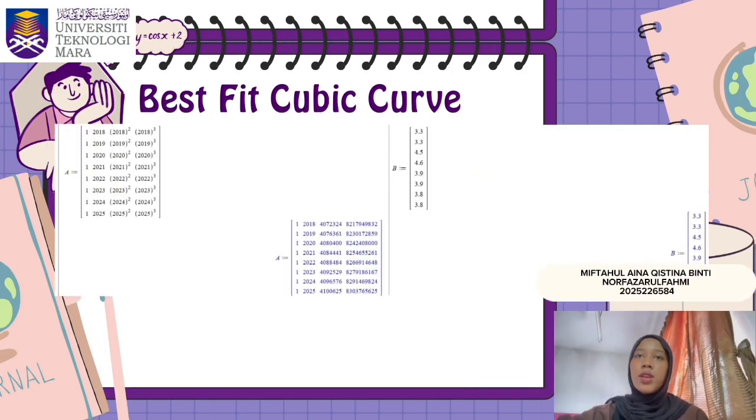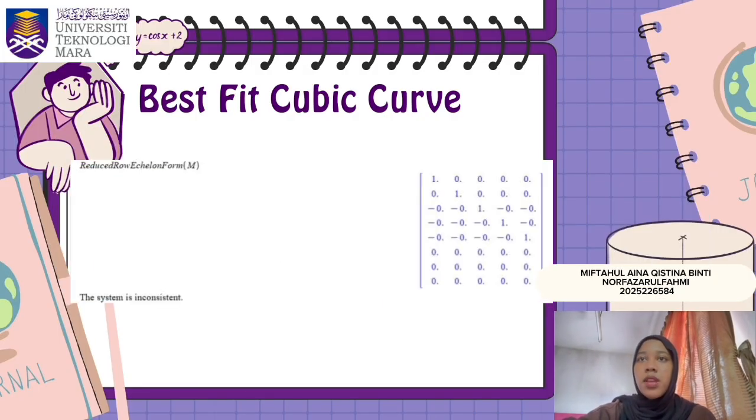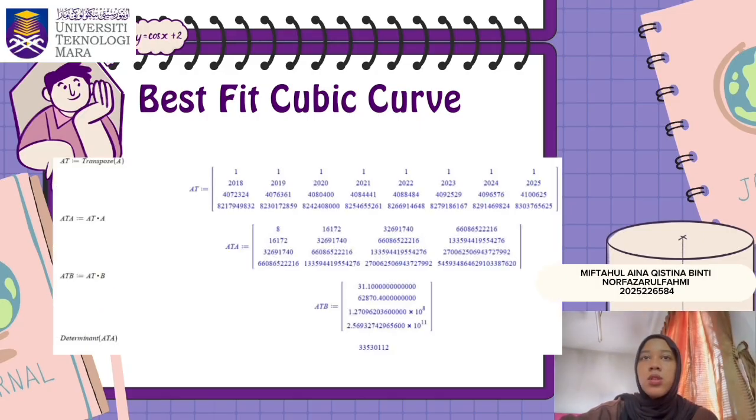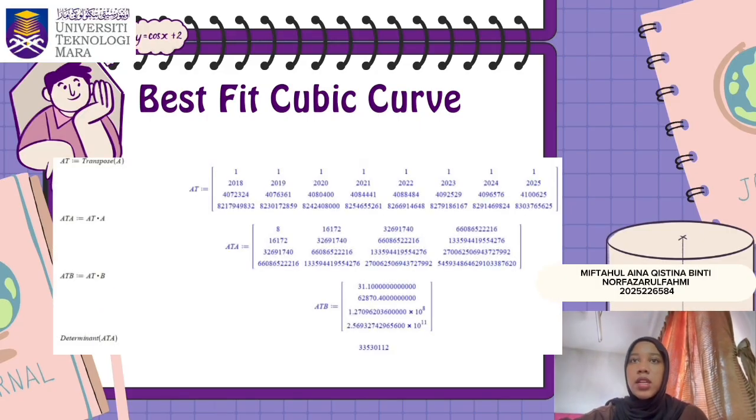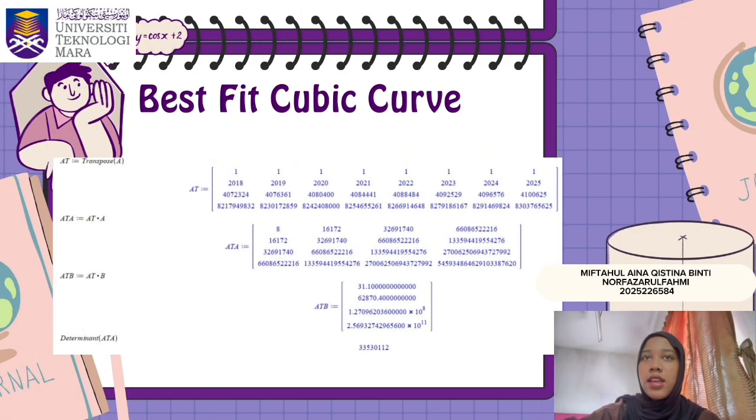Okay, next I will explain the cubic curve. For this curve, first we form the augmented matrix from matrix A and vector B, and then we apply the reduced row echelon form, RREF. Based on the Maple output, the system is inconsistent, so we need to apply the least squares method. First we calculate the transpose of matrix A, denoted as A^T, and then we compute A transpose times A, written as A^T A, and then A transpose times B, written as A^T B. Then we calculate the determinant of A^T A, which is not equal to 0. It means that A^T A is invertible and the normal equation has a unique solution.